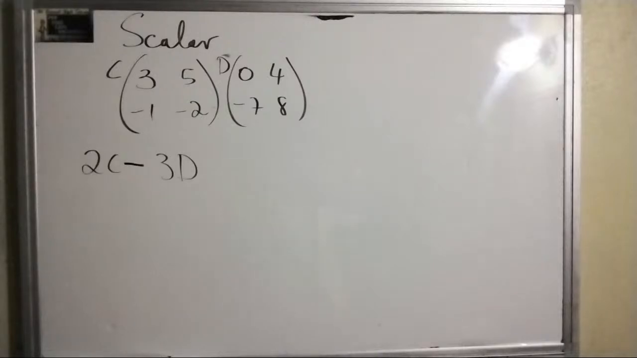So we're going to start in the next minute or so. Remember, scalar, you multiply by the number, so 2 times C, and then 3D, you multiply 3 times D. When we reach the calculation part, I'm going to show you guys a common error where you're not supposed to make that error, alright? Sometimes I've seen it so far.